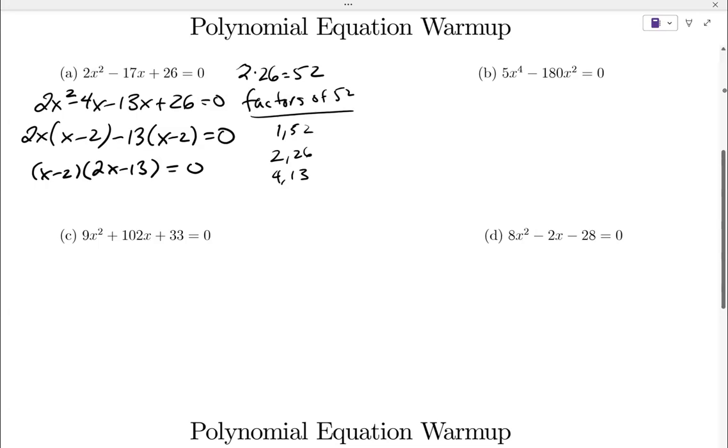We've got a product of two things that gives us 0. So we set each piece equal to 0. The first one gives us x equals 2, and the second one gives us what? 13 over 2? Okay, thanks. Yep.